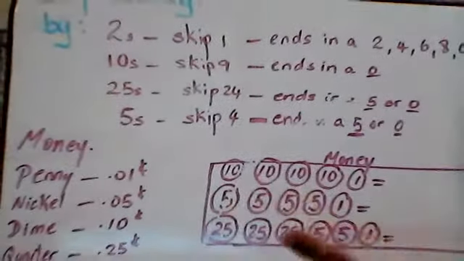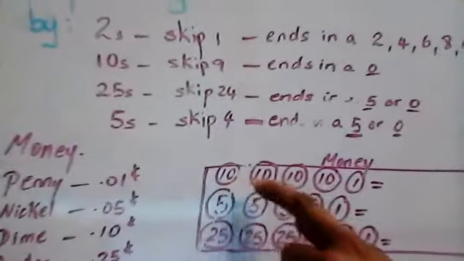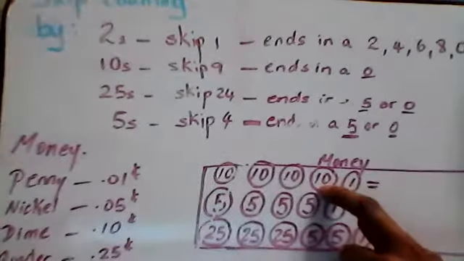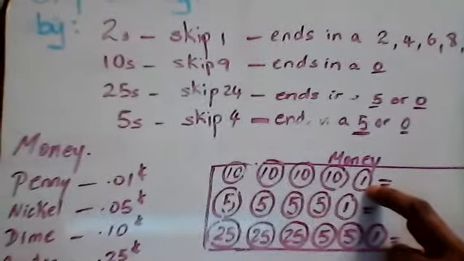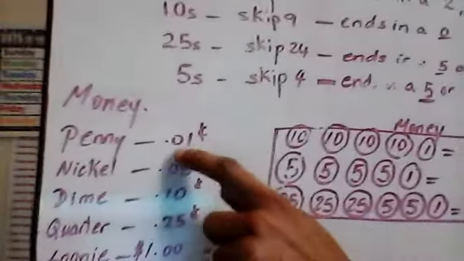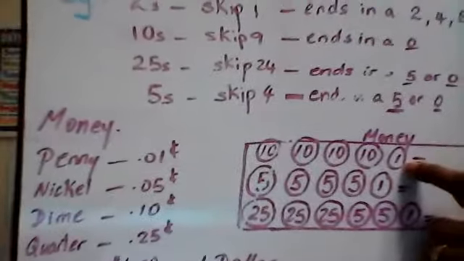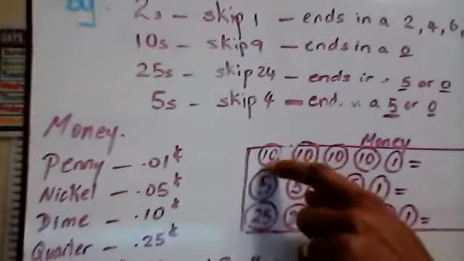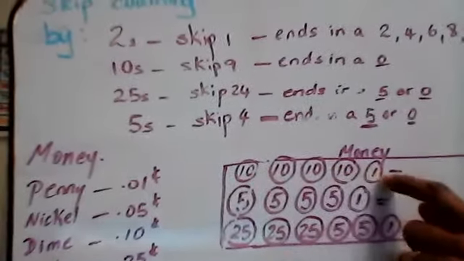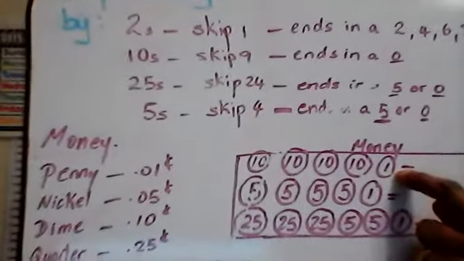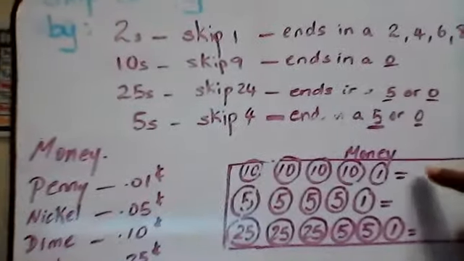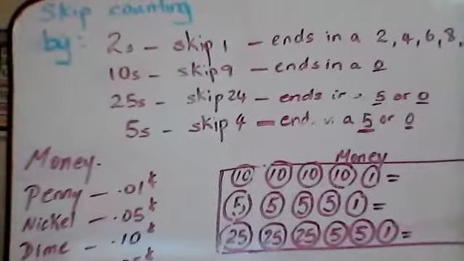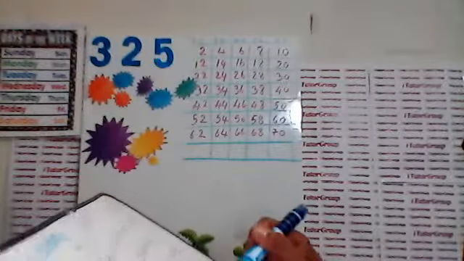So let's count. Remember, these are cents. 10, 20, 30, 40, and guess what? That's a number 1. So that's 1 cent. That's a penny. Remember, 0.01, 1 cent. All right. So what do we have? We have 10, 20, 30, 40, 41 cents. All right? Because 40 plus 1 makes 41. So this is equal to 41 cents. All right. So we're going to write 41 cents here.